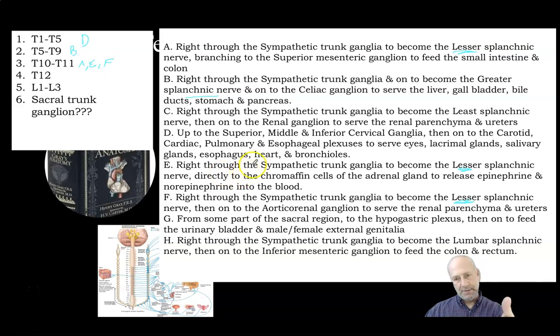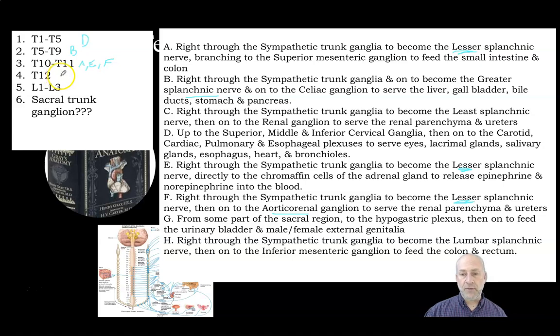E, right through the sympathetic trunk ganglion on your level, become the lesser splanchnic, feed the chromaffin cells directly, and then ba-boom, off it goes. Just releasing pure adrenaline out of the adrenal glands, the chromaffin cells, releasing pure adrenaline or epinephrine into your bloodstream, and kaboom, the ultimate sympathetic effect. Or F, right through the sympathetic trunk ganglion, again to become the lesser splanchnic nerve, then onto the aortico-renal ganglion, serving the renal parenchyma, and you're shutting down urine production at the renal parenchyma, the kidney.